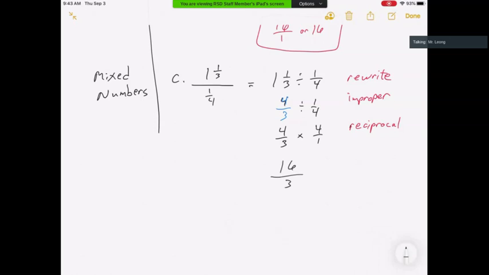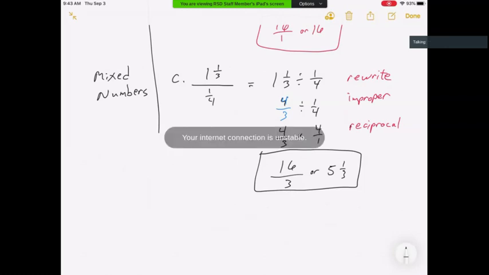Now, you might think, oh, I'm not done yet. You actually are done. You could write it like this, or if it really bugs you, you can change it back to a mixed number, and this would be 5 and 1/3. I would accept either of these answers. 16/3 is okay. If you can't divide it anymore, an improper fraction that can't be divided is okay. So far, so good? Not too bad? The only trick here is, again, you have to change your mixed number to an improper fraction. And if you can do that, then you're in good shape.